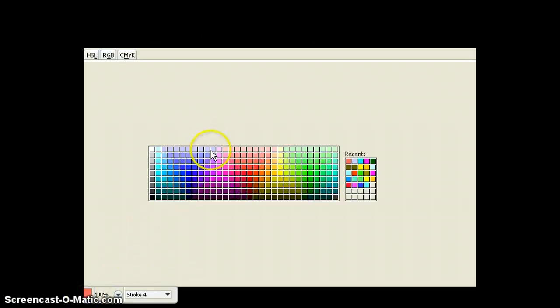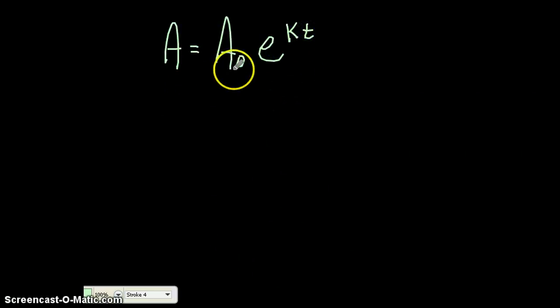Let's see. Let's move to another color here. Let's talk a little bit about money and the formulas. First of all, let me take just the very general exponential formula. Okay, so A is equal to the initial amount of something times e to the kt. If it's growing, k is positive. If it's decaying, k is negative.